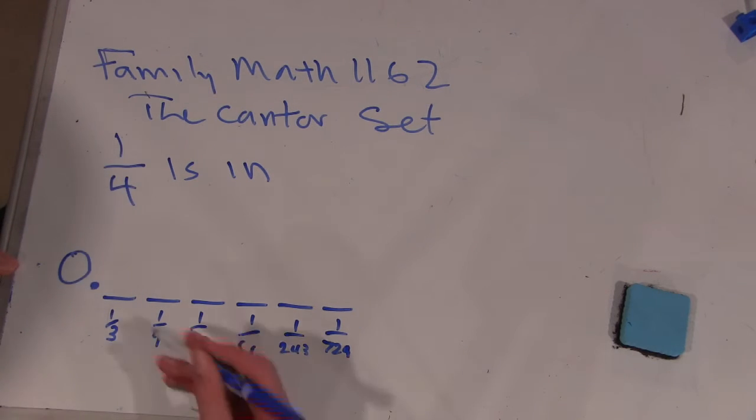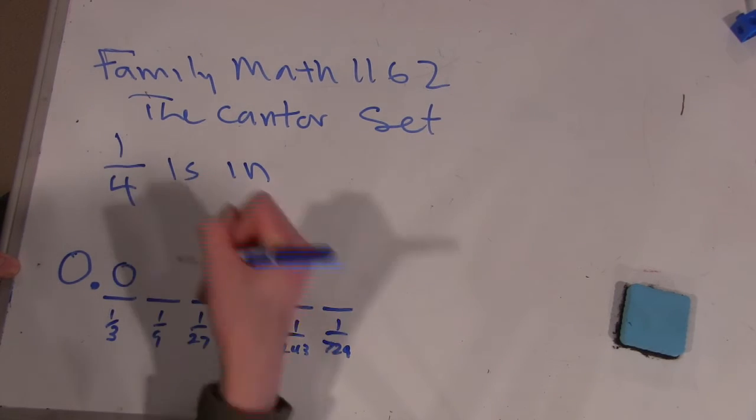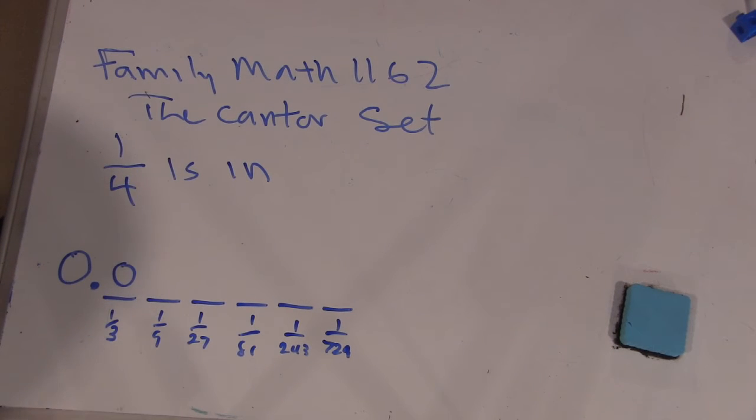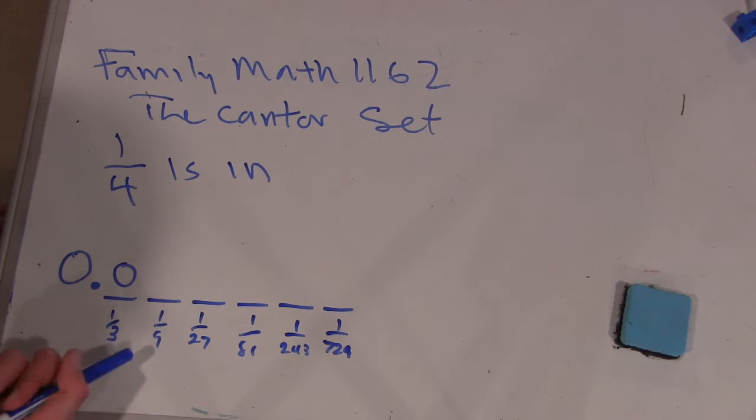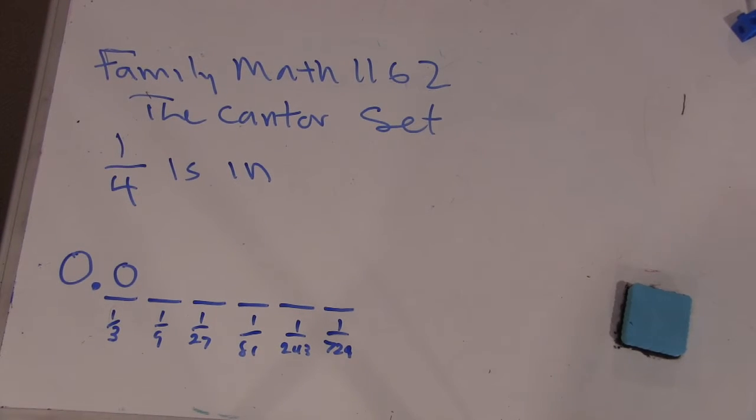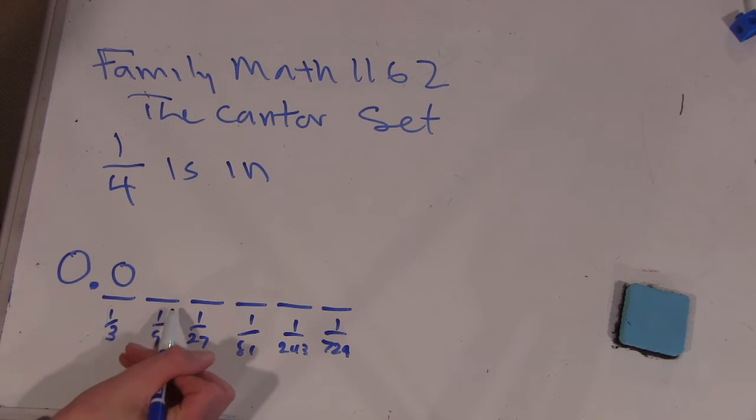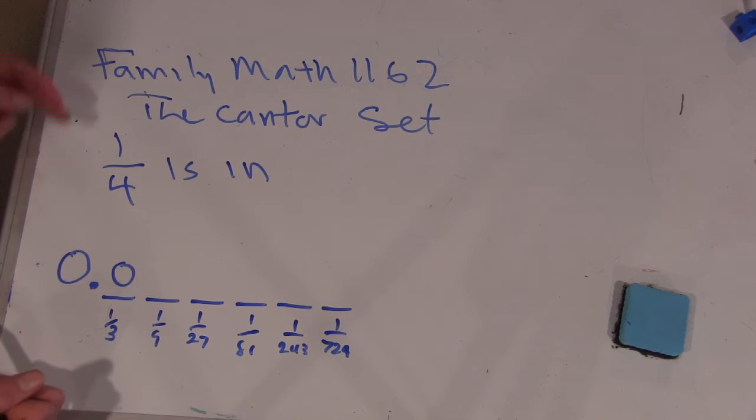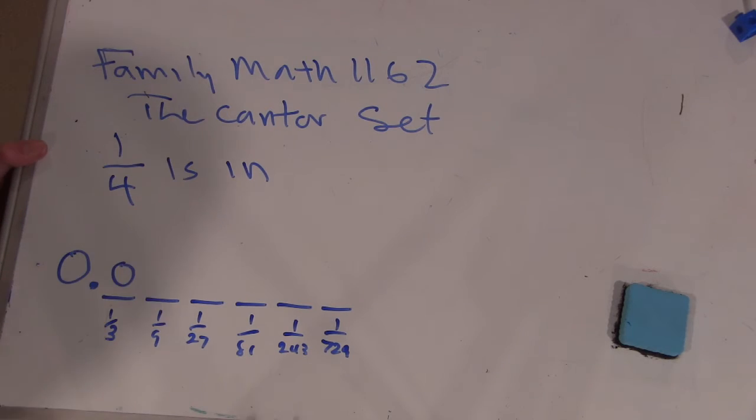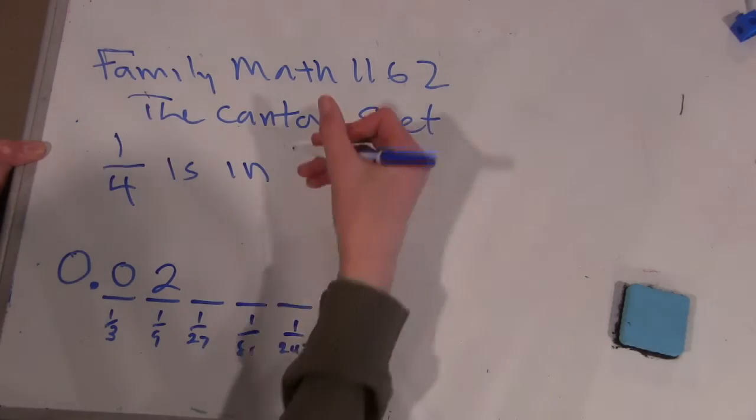Mm-hmm. So for the 1/3 place, it's 0 because 1/3 is bigger than 1/4. Okay. 1/9 is less than 1/4, so we can take out at least 1/9, and looks like we can take out 2 because that'll be 2/9 and 1/4 is 2/8, which is bigger. Good, very good. So then we just have to calculate the new amount.